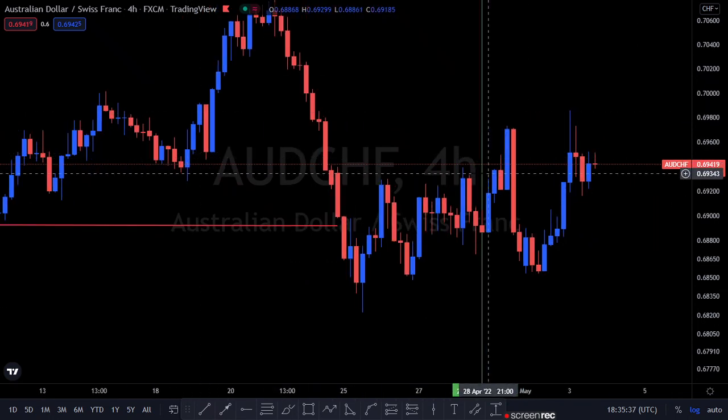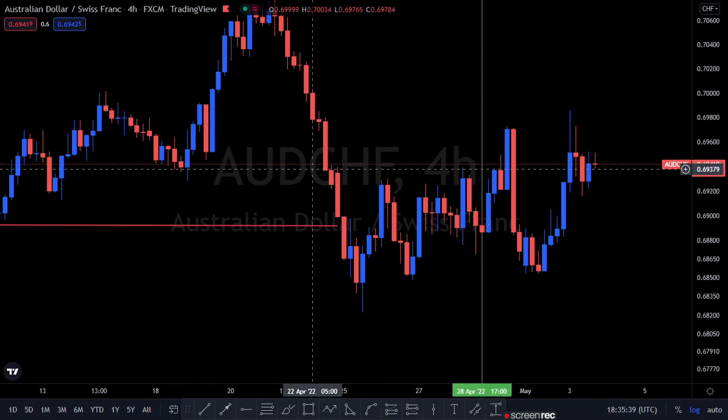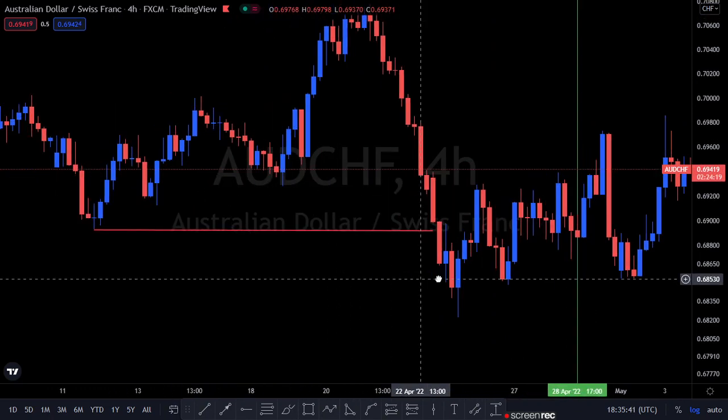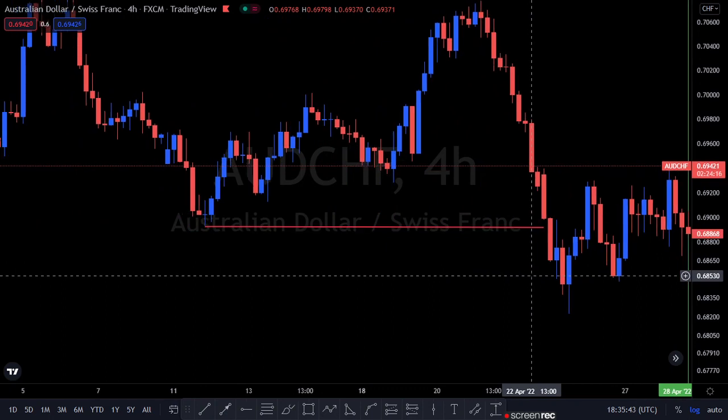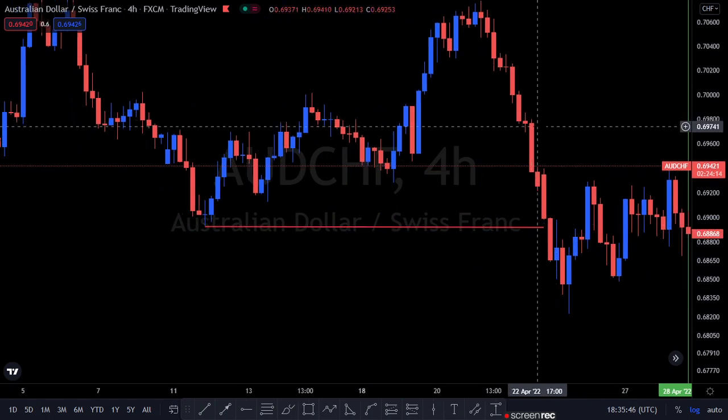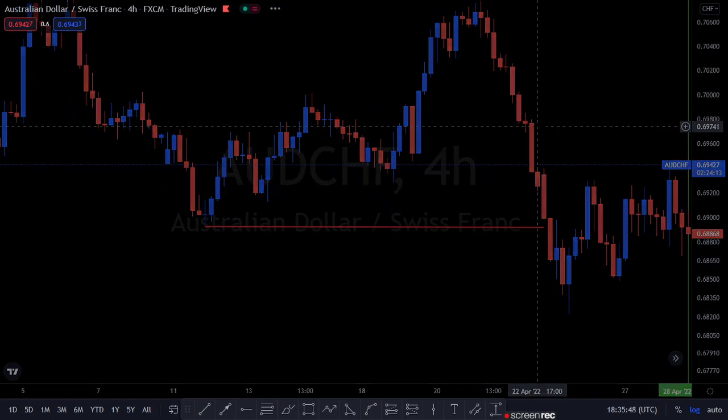Now let's assume that from the green line to the left is where the market is. Let's assume this part is not included. Let me hide it. That would be better. So let's go to the 2 hour and see something.